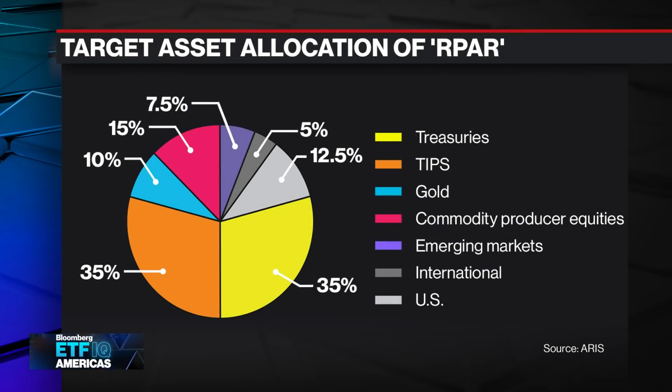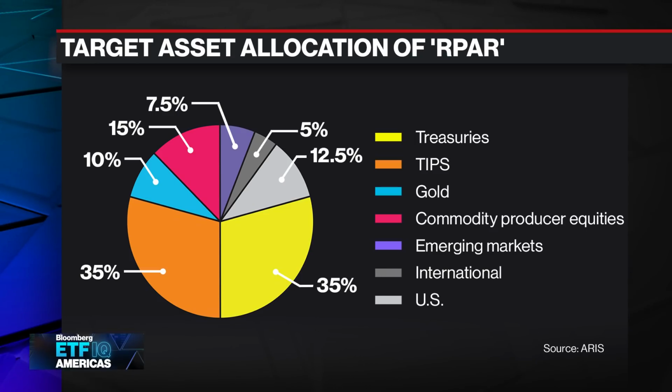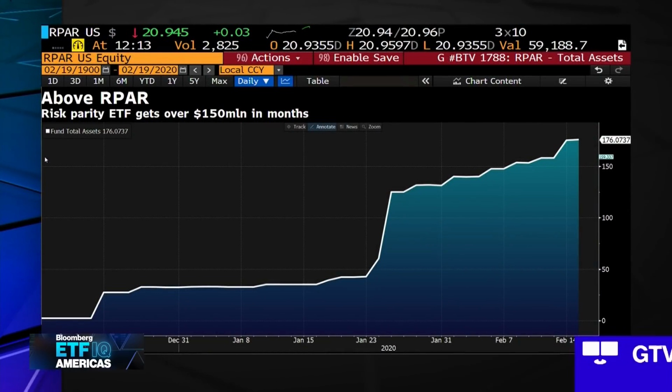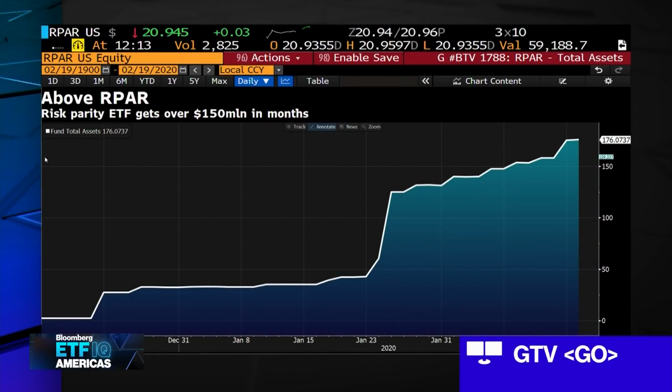Do retail investors understand the idea of risk parity, or is this an institutional investor knowledge base? Well, many of the investors in this ETF are retail, high net worth individuals. And I think the concept of risk parity is going to become more popular over time. So I think they do understand it, and I think they'll understand it better as perhaps the next bear market arrives.